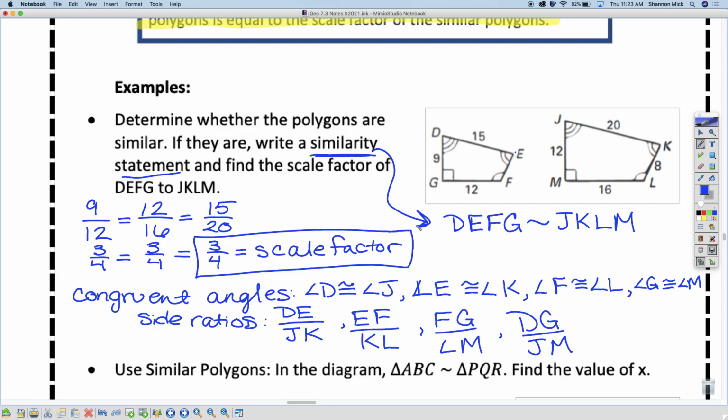So that also tells me what sides are corresponding. DE corresponds to JK. EF corresponds to KL. FG corresponds to LM. DG, because you have to close it, right? It's not a polygon unless it's closed, is corresponding with JM. So we just went around that polygon, didn't we? Those similarity statements tell you more than just the name of it. They tell you everything about it: what angles correspond, what angles are congruent and what sides correspond.